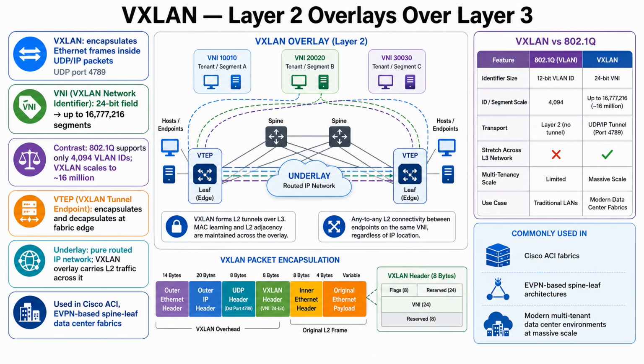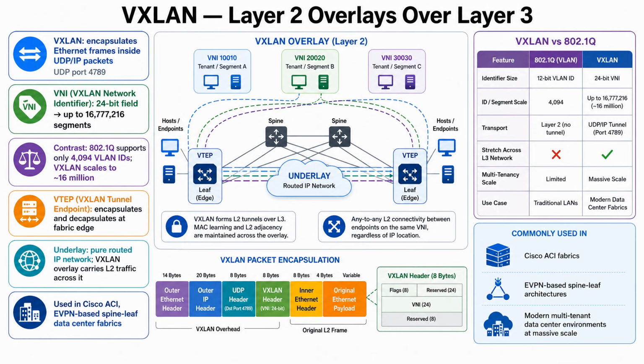Cisco deploys VXLAN in 2 primary contexts you need to know. ACI, application-centric infrastructure, uses VXLAN as the overlay fabric between leaf and spine switches, with policy distributed via a controller called the APIC. And EVPN-based spine-leaf architectures use VXLAN as the overlay with BGP EVPN as the control plane for distributing MAC and IP address reachability information across the fabric. The spine-leaf design creates a highly predictable 2-hop path between any 2 leaf switches. Every leaf connects to every spine.